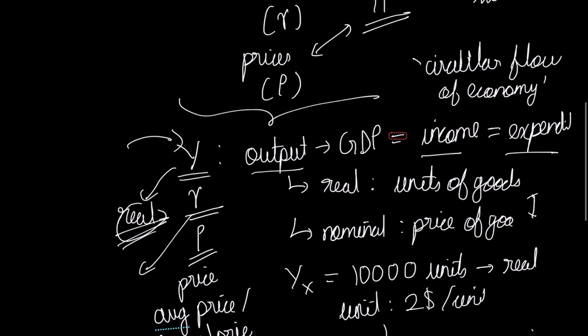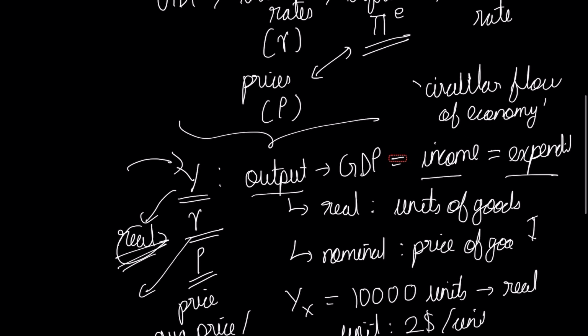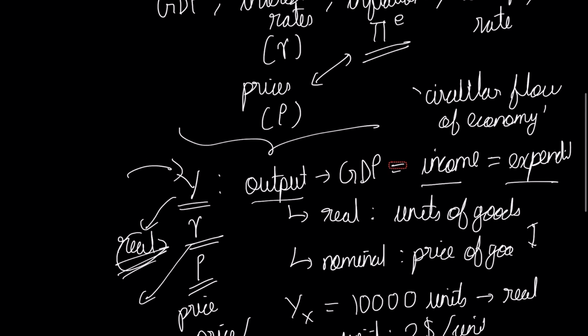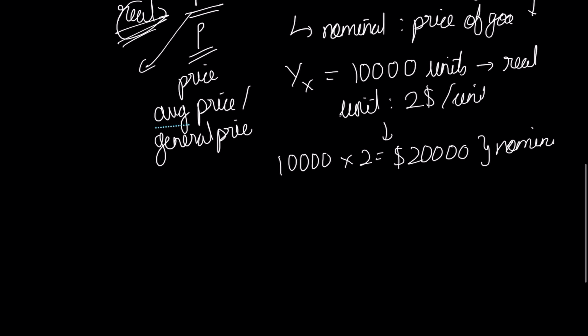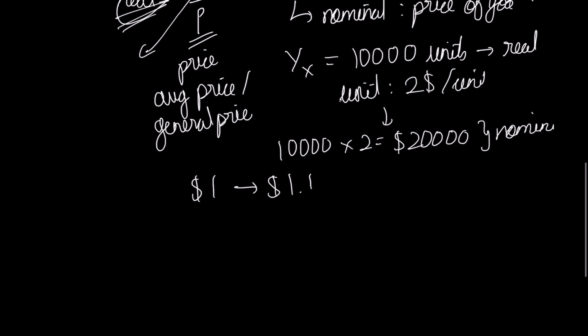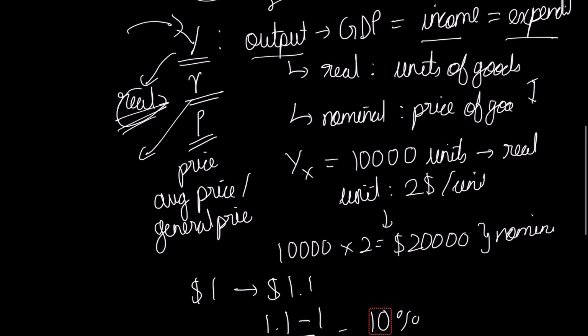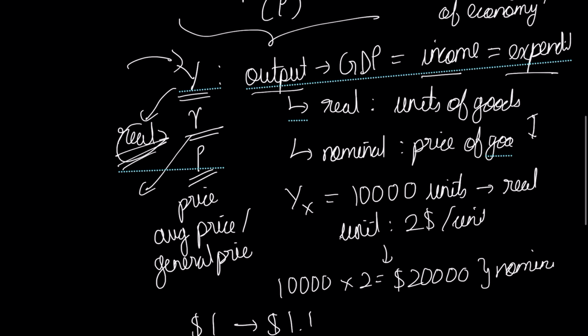GDP is just output. Real interest rate and nominal interest rate are all related to R. Inflation is also related to price, right? Because inflation is nothing but the change in price. For example, if I tell you that the price today is $1 and the price tomorrow is $1.1, what is inflation? It is simply the percentage change in price, which is final price minus initial price divided by initial price, which is 10%. So that will be the inflation.